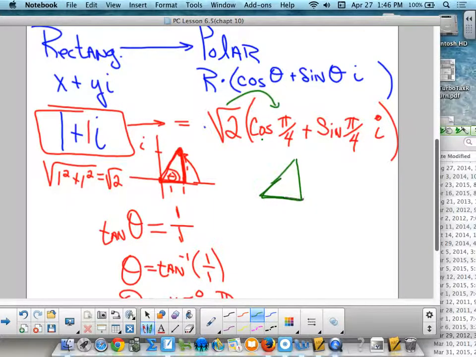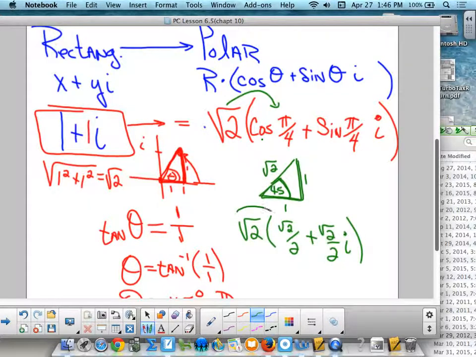Here's pi over 4, 45. Here's a 1, square root of 2. What's cosine of 45? 1 over square root of 2. But that rationalizes to what? Square root of 2 over 2, plus, what's sine of this? Same thing, times i. Now, what is this? Square root of 2 times square root of 2 divided by 2? Isn't that 1? What is this? 1i.